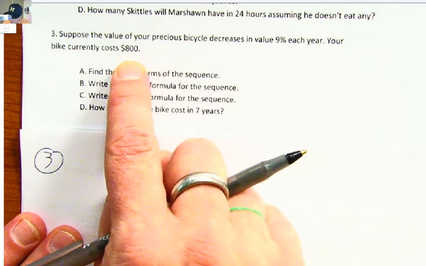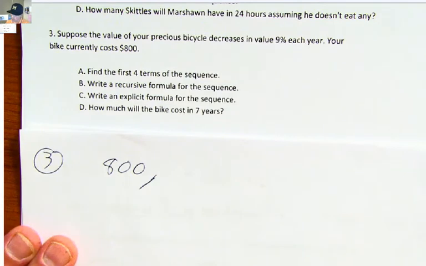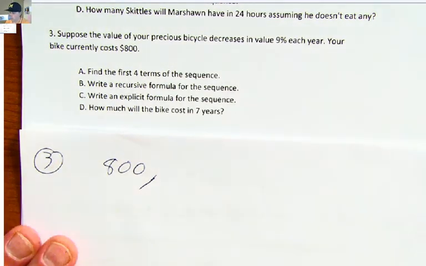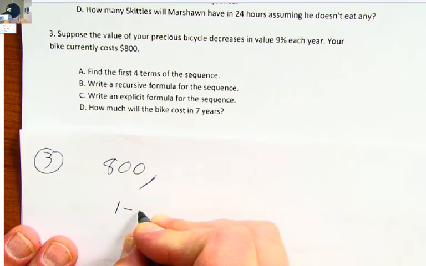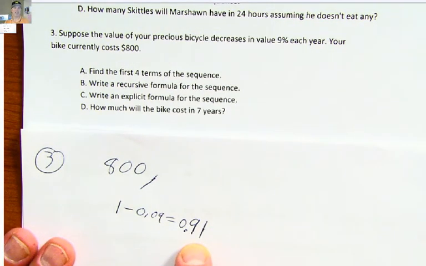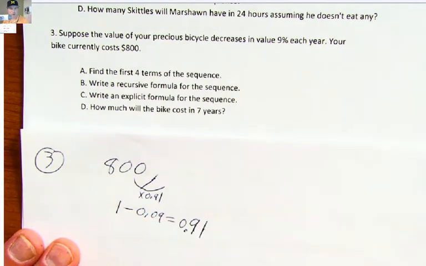Okay, so bike currently costs $800, or it's worth $800. Now, if it's going to decrease in value 9%, that means it's still worth 1 minus that 9%. So if you went 1 minus 0.09, you get 0.91. So if it's decreasing 9% in value, that means it's worth 91% of its current value. So that's our current multiplier. We're going to multiply by 0.91.